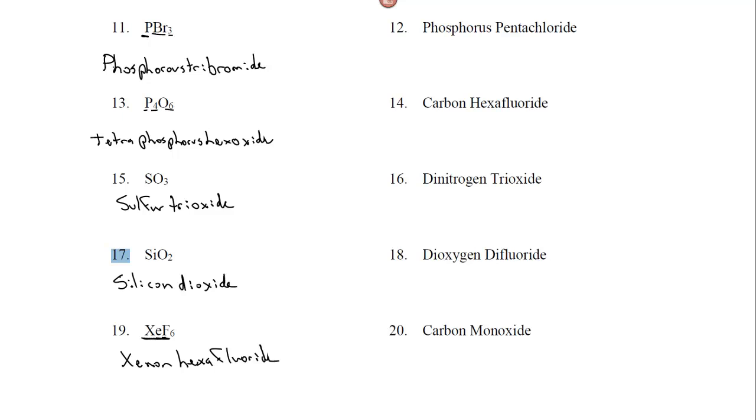Now, going from the name here, I know that penta is 5. The lack of a prefix means I have 1 of them, so this will be PCl5. Okay. And again, here I have no prefix, so I'm going to have 1 carbon. Hexa is 6, so F6. Okay. Then dinitrogen, so that's going to be N2.